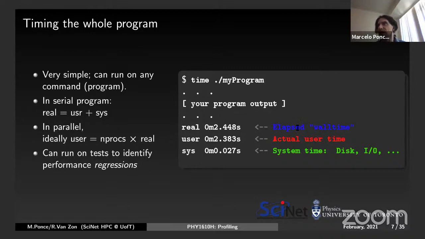As you can see, the elapsed time should be the user plus the system time. This is true for a serial program, meaning one instance of the program running. If you had a program that runs in parallel, then this is a little bit more tricky, because in the parallel case, ideally, the user time will be the number of processors or number of threads that you have in your program times the real time.